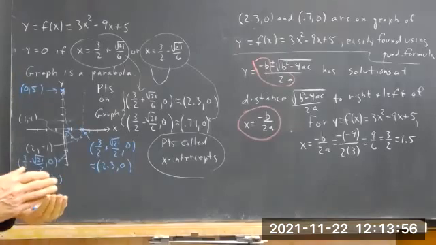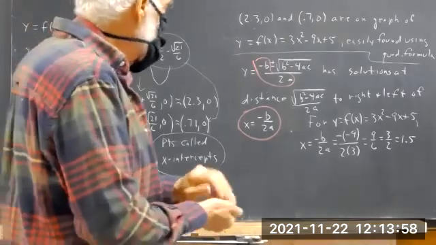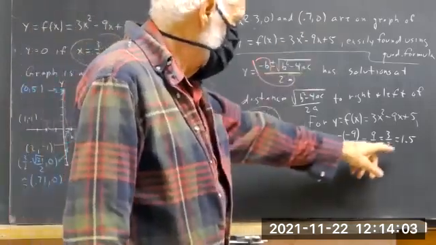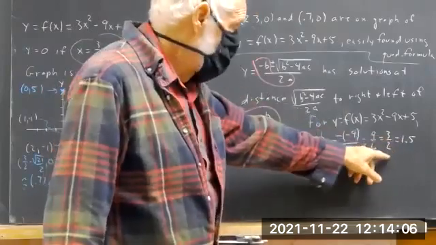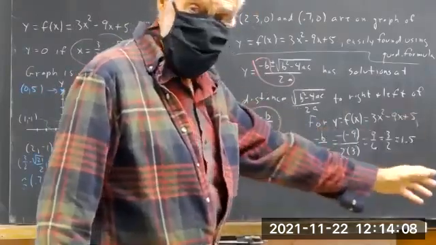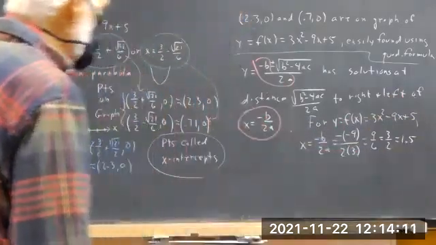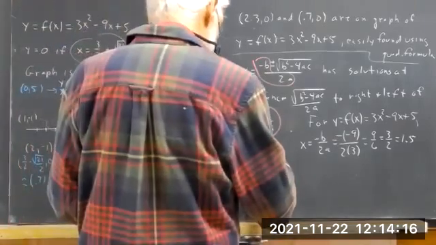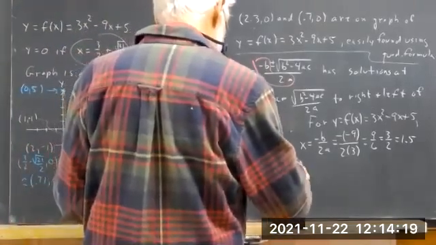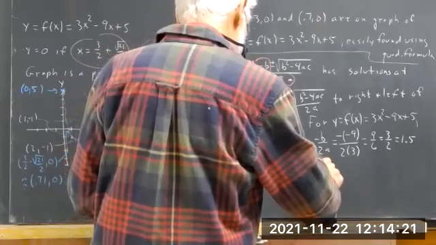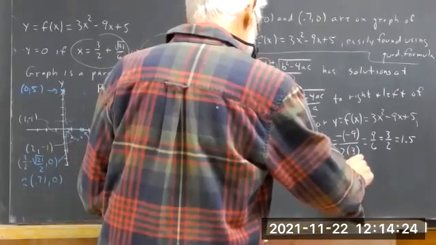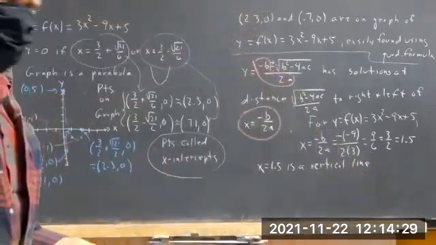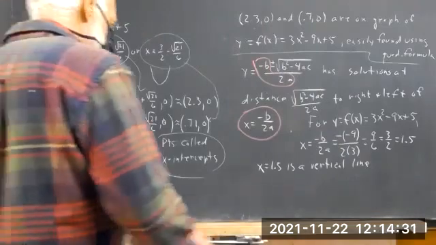Okay, sorry. Okay, so again, what we've said now is your solutions are at equal distances to the right and left of x equals 3/2, which is your negative b over 2a. That's about 1.5. Now, where is the line? x equals 1.5 is a vertical line.